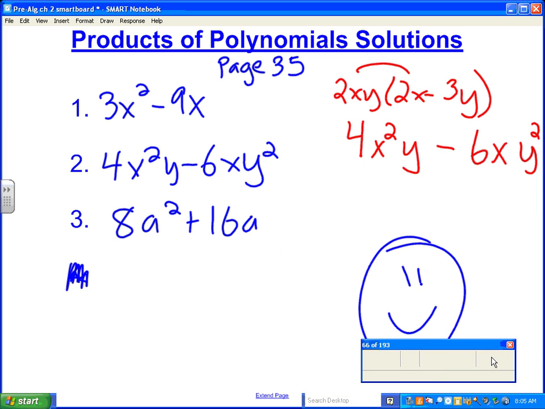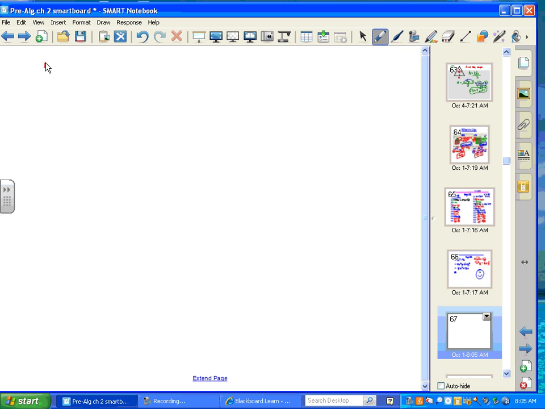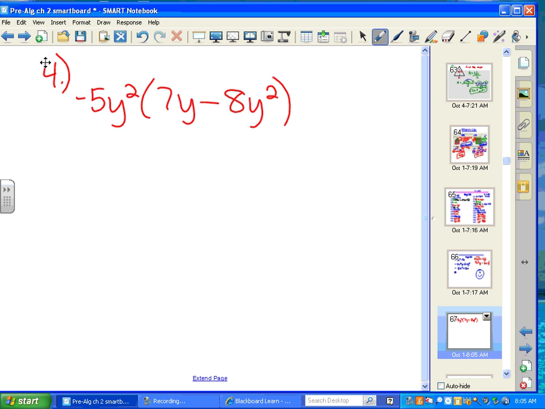Okay, so on that same worksheet, let's go with number 4 together. I wanted to see how you guys did on this before I decided exactly what problems to do in class, but some of you guys need these problems. All right, so number 4, we're using the distributive property.